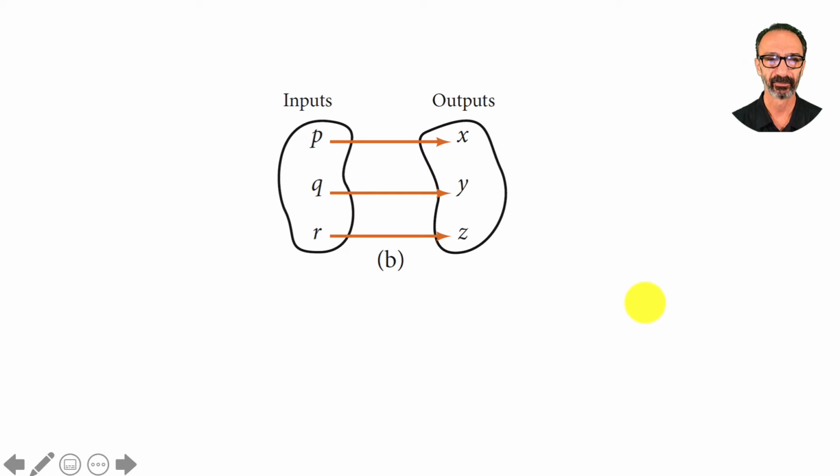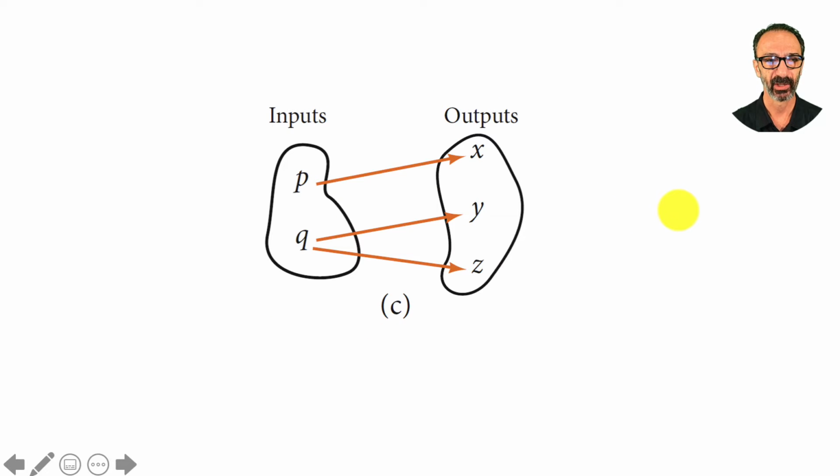Here's another example. This is straightforward. I could see that every input has exactly one output. So yes, it's a function. Here's another example. In this case, Q has 2 outputs, and that's not agreeing with the word exactly one output, so it's not a function.